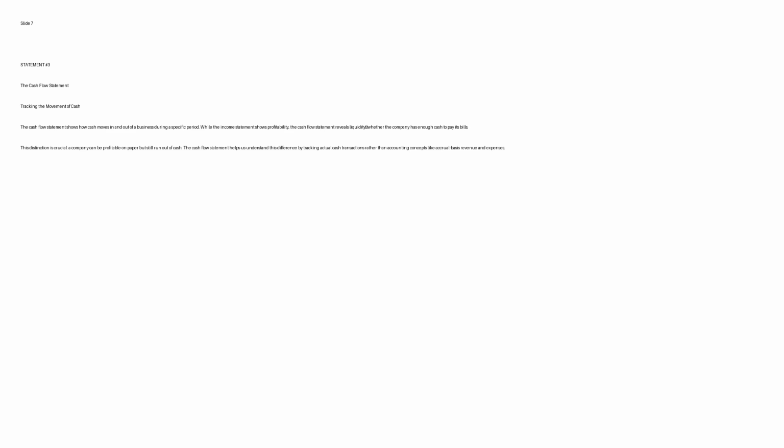Ever wondered how a company can be profitable on paper yet run out of cash? Enter the cash flow statement. This financial document tracks the actual movement of cash in and out of a business, not just its profitability. While the income statement tells one story, the cash flow statement reveals another: the company's liquidity, its ability to meet financial obligations. Think of it as a reality check on whether there's enough cash to pay the bills. It's not about accounting concepts, it's about cold, hard cash. So, remember, profit isn't always cash in hand. The cash flow statement helps us see the difference.